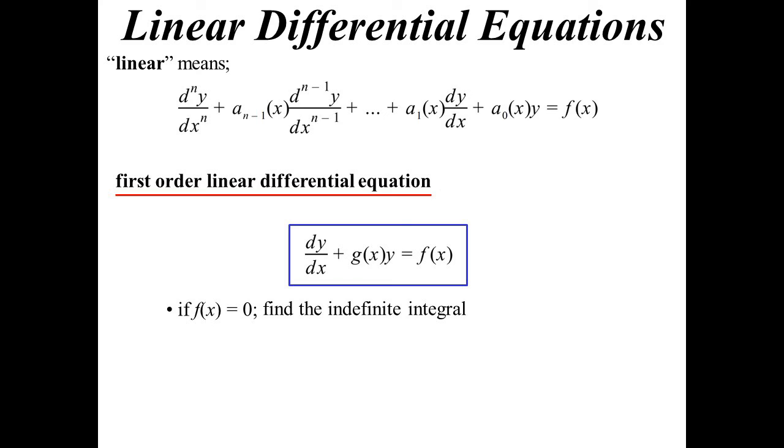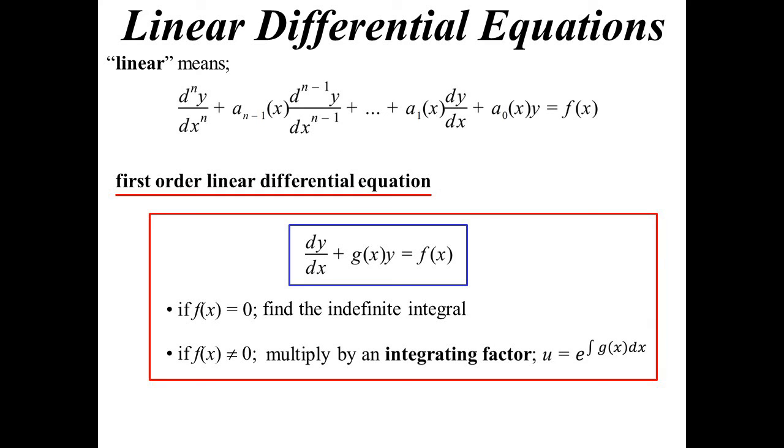Because if it's equal to 0, I could move it to the other side and we work out our indefinite integral. Now, if the function of x does not equal 0, here's the tricky bit. We multiply everything by what we call an integrating factor. And how do we work out the integrating factor? It'll be e to the power of the integral of g(x), whatever the function is times y, dx. That's our integrating factor.